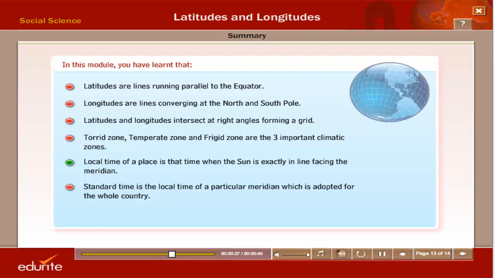Local time of a place is the time when the sun is exactly in line facing the meridian. Standard time is the local time of a particular meridian which is adopted for the whole country.